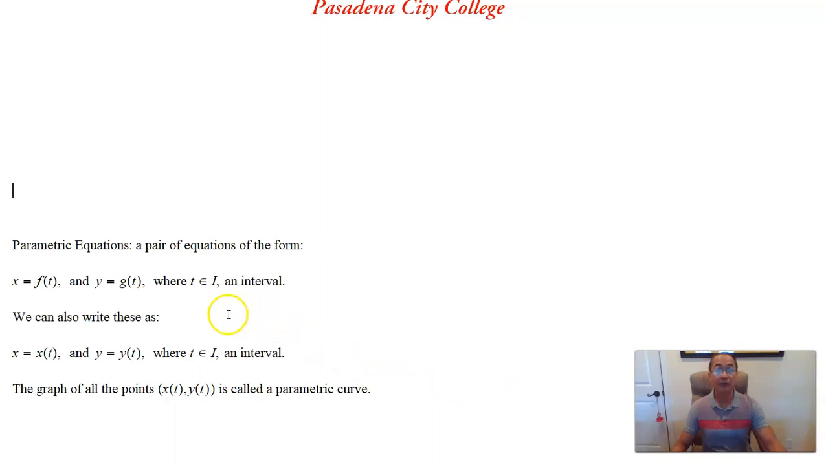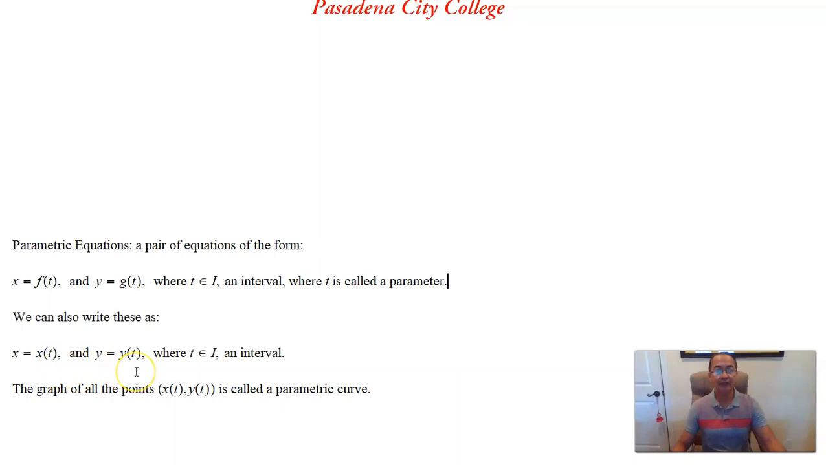They're simply a pair of equations, and they look like x is a function of t, and y is another function of t, where t is from some interval I. And I forgot to write down, t is called a parameter. Okay, makes sense. Parametric equations, t is the parameter. We can also skip the f and the g, and we'll just say that x is x of t, y is y of t. So we don't have to use new letters, x of t and y of t.